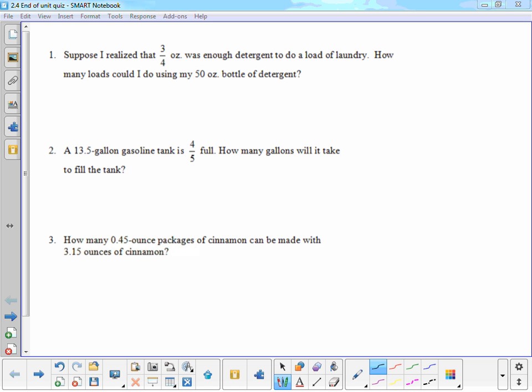And when we read this question, it says, suppose I realize that 3/4 ounce was enough detergent to do a load of laundry. So that every time I do one load of laundry, I'm using 3/4 of an ounce. How many loads could I do using my 50-ounce bottle of detergent? All right. So in other words, we want to find out how many 3/4 go into 50. What should have been done is 50 divided by 3/4.